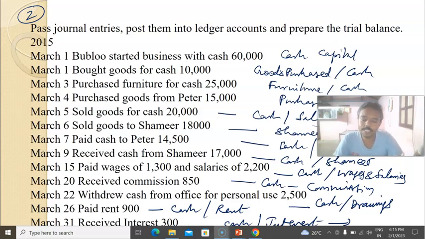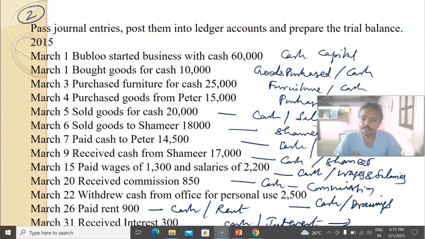So goods purchased account debited, rupees 15,000, to Peter account, rupees 15,000. As I said earlier in the March 1 second journal, goods purchased account can be treated as purchases account. So purchases account debited, rupees 15,000, to Peter account, rupees 15,000, being goods purchased from Peter on credit.